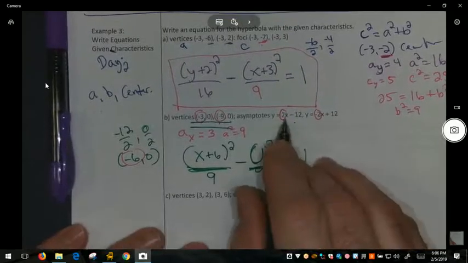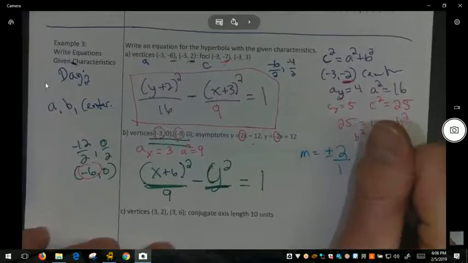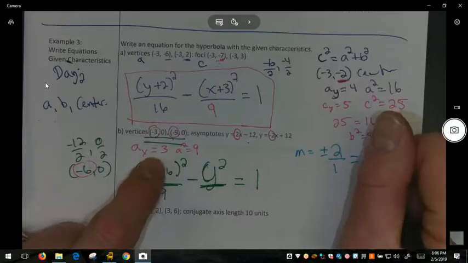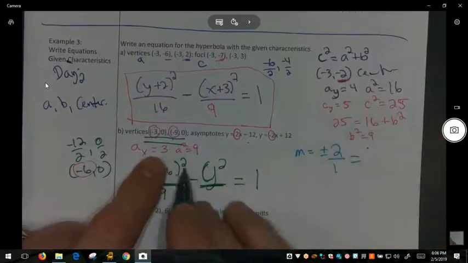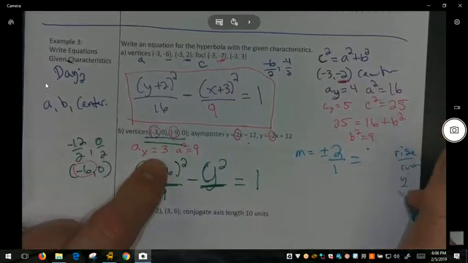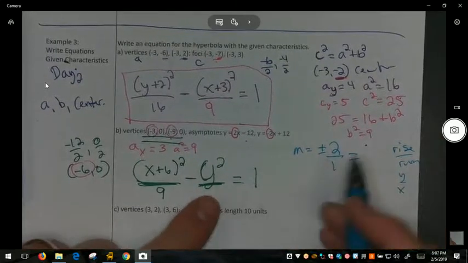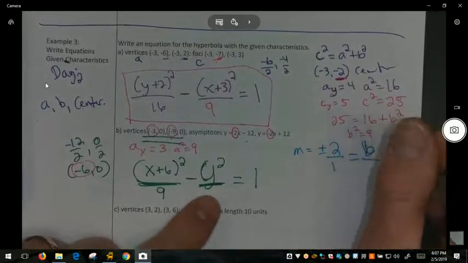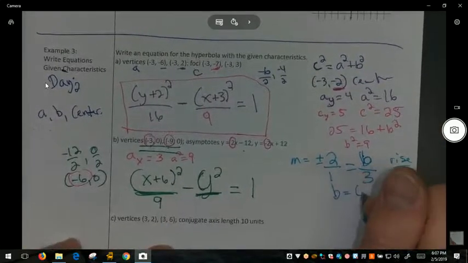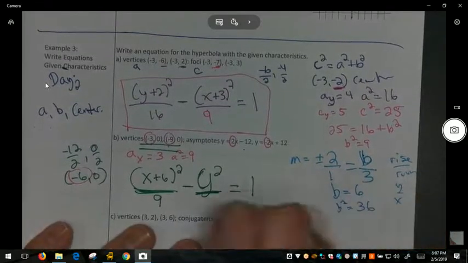So I'm going to take this slope, which is a slope of plus or minus 2, and that's 2 over 1. Remember, for rise over run, it's y over x. So I don't know what b squared is. b is under y, so this is b over a. a is 3. When I cross multiply, I get b equals 6. So that means that b squared is 36.